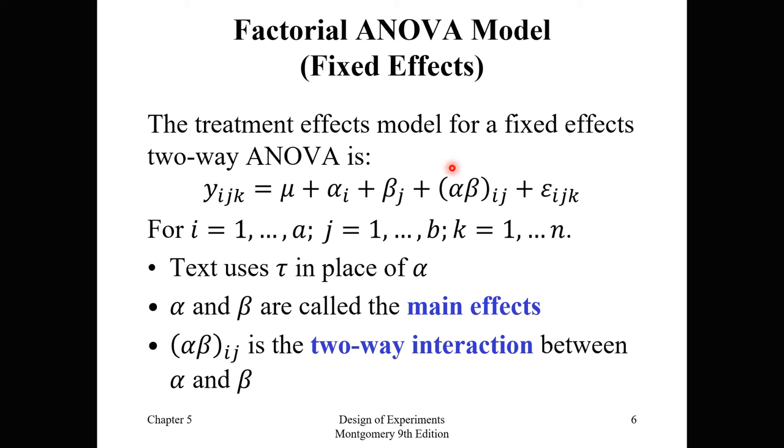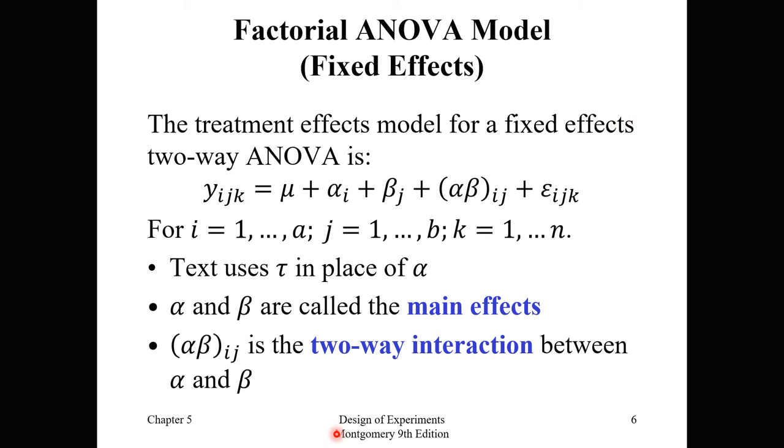So one of the terms that I didn't explain in here is this alpha beta ij. This alpha beta ij, this is that magical interaction term that we're going to be focusing on a lot of today. So alpha and beta are called the main effects. This main alpha, this main beta left alone. So these are the main effects of our model. This is like the effect of sex, and this is the effect of your chosen physical activity.